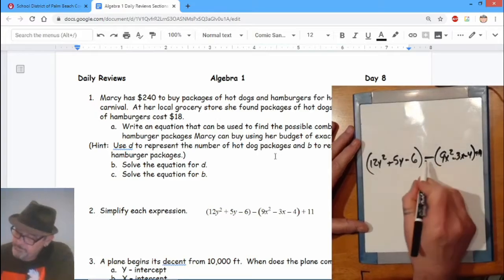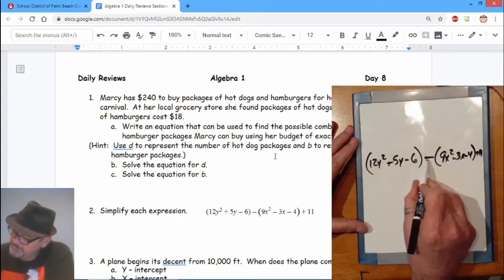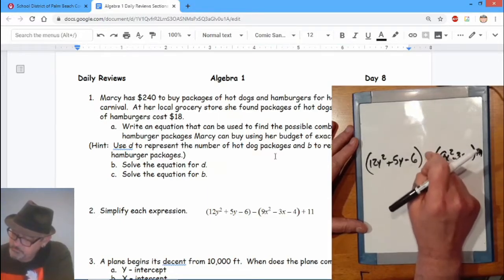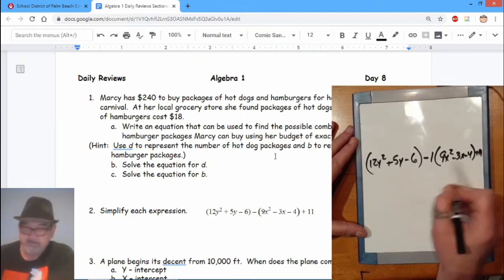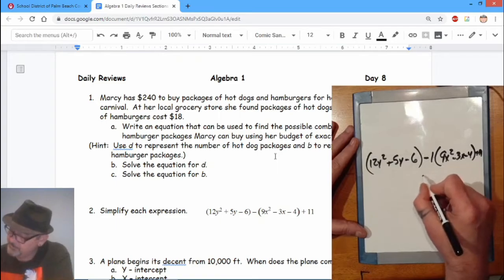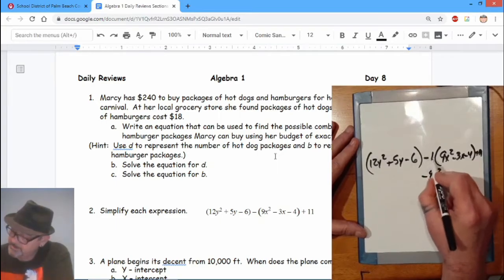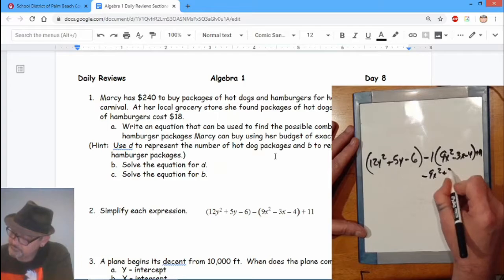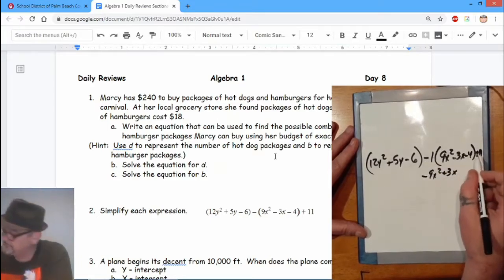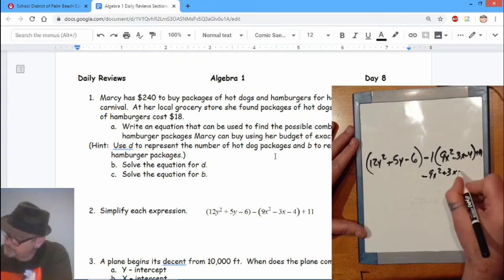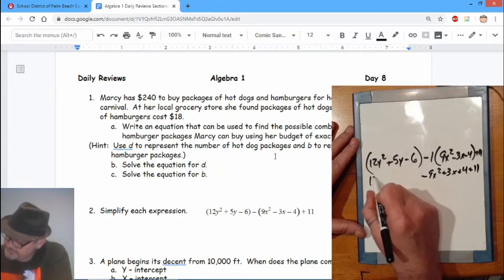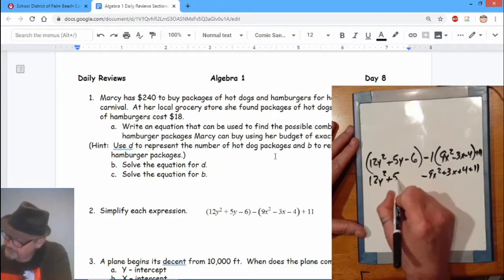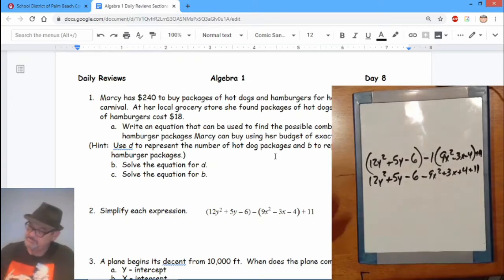All right, so guys, remember, if there is a negative sign with nothing in front of it, there is an understood 1 there. So now I can distribute -1 times whatever is in the parentheses here. So that would be negative 9x squared. -1 times -3x is positive 3x. -1 times negative 4 is positive 4, and then plus 11 at the end. And then I still have this stuff here, 12y squared plus 5y minus 6, minus that stuff.